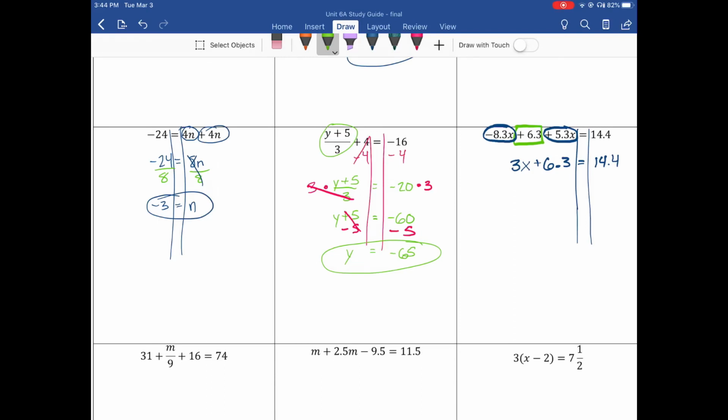And then from there, it looks very similar to the previous problems. We're going to do our constant first. We want to get rid of it. So we're going to subtract 6.3 from both sides. And we're left with 3x is equal to 8.1. From there, we just divide by our coefficient. So our coefficient is 3. What you do to one side, you also must do to the other, and x is equal to 2.7.